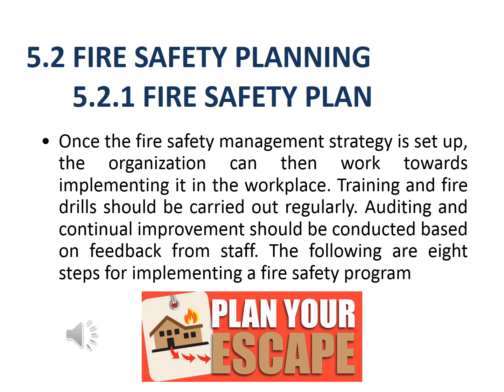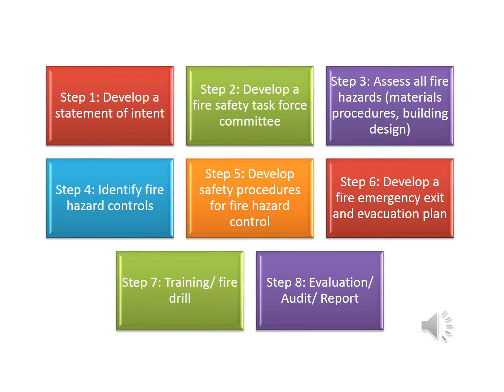The following are 8 steps for implementing a fire safety program. Step 1. Develop a statement of intent. Step 2. Develop a fire safety task force committee. Step 3. Assess all fire hazards, materials, procedures, building design. Step 4. Identify fire hazard controls. Step 5. Develop safety procedures for fire hazard control. Step 6. Develop a fire emergency exit and evacuation plan. Step 7. Training, fire drill. And step 8. Evaluation audit report.